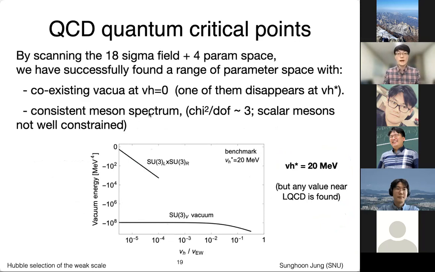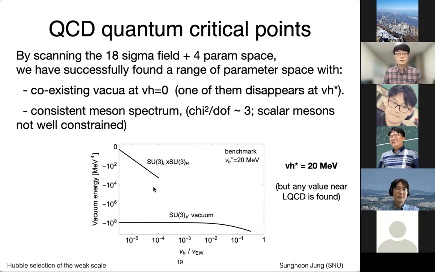Also, the meson spectrum has to be consistent with the observation when the Higgs vev is at the electroweak scale, and chi square over degrees of freedom is of order three. Very good agreement. One of the main reasons for such good agreement is that scalar mesons are not well constrained. Pseudo-scalars are dictated by symmetries, so they have good theory predictions, but scalar mesons are not dictated by symmetries. So their theory predictions are sensitive to additional contributions, quantum contributions, and model dependence. So it's not well constrained yet. That's one reason why we could make the meson spectrum consistent enough.